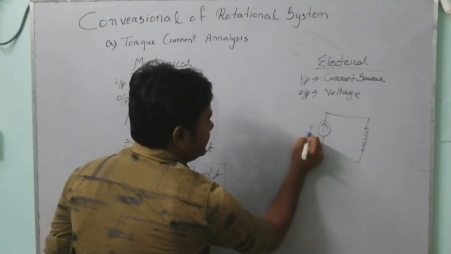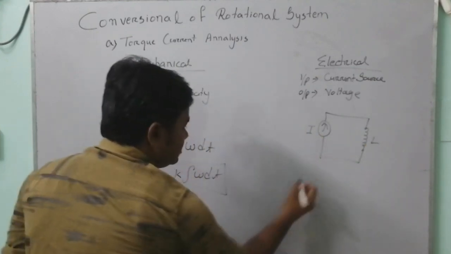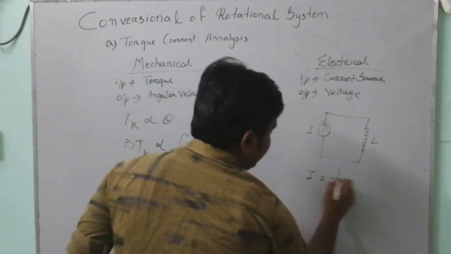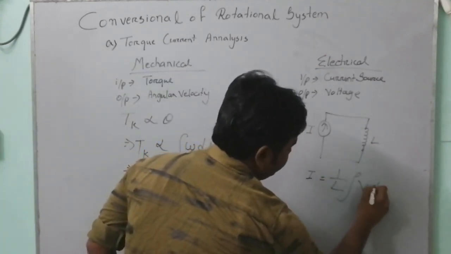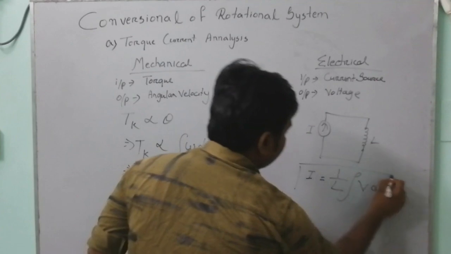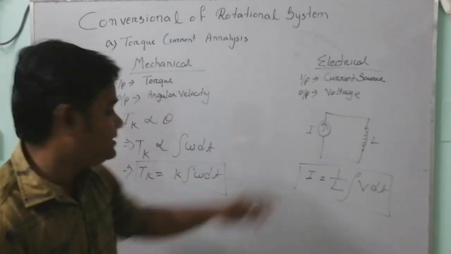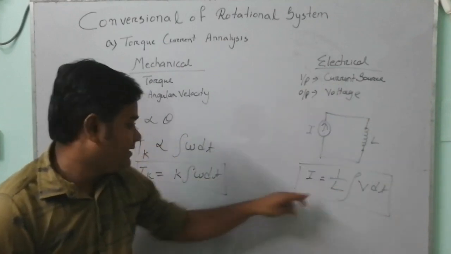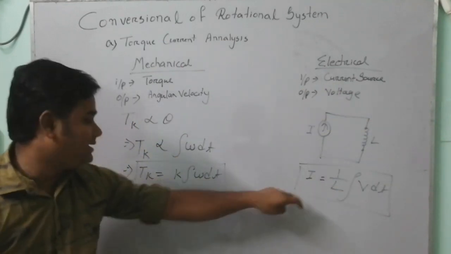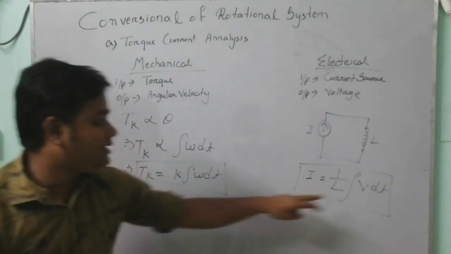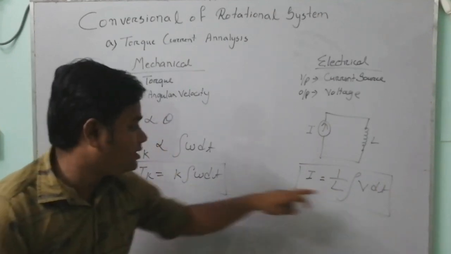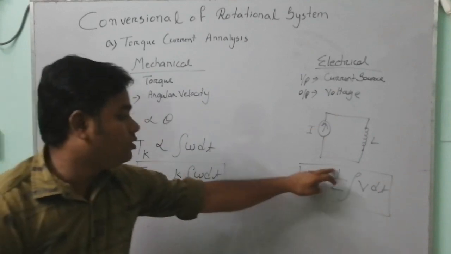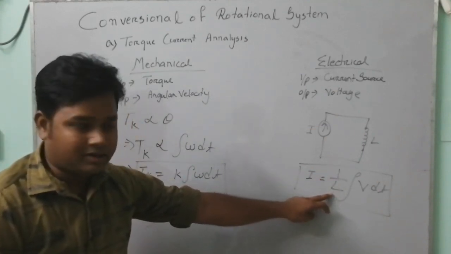That implies I and L, and the equation will be I is equal to 1 by L integration of V dt. This is the equation for the electrical side. Here torque T of K is converted into current source I. Omega, the angular velocity, is converted into voltage V, and K, the spring constant, is converted into 1 by L, that is the inductor part.